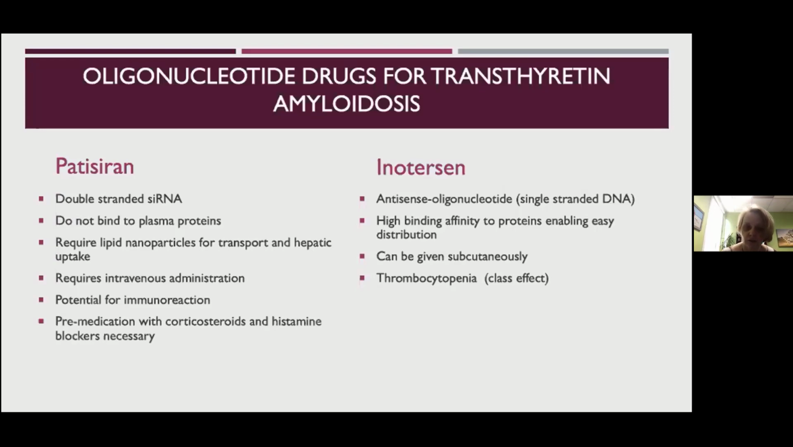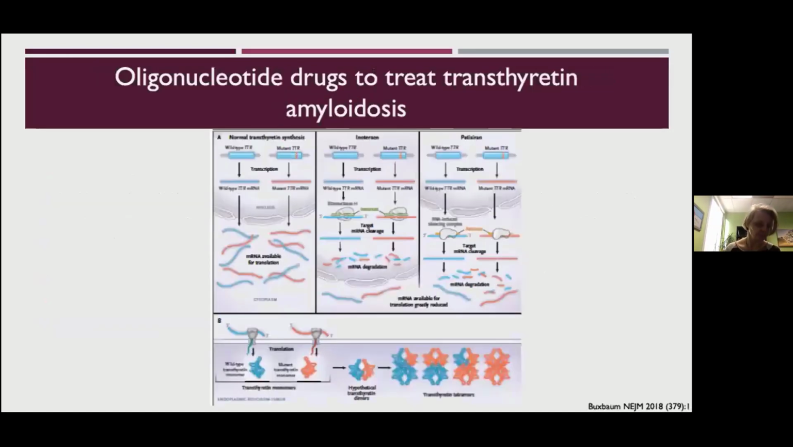Inotersen is an antisense oligonucleotide. It has a high binding affinity to proteins, which enables easy distribution in the body. Because of this, it can be given subcutaneously, but as a class effect of antisense oligonucleotides, it can cause thrombocytopenia as a side effect. Just briefly, the oligonucleotides. So here are the drugs. Inotersen and patisiran both block the mRNA for transthyretin, both wild type and mutated, and it decreases transthyretin production.